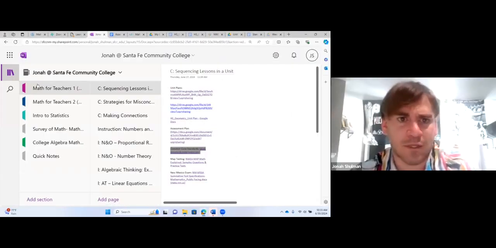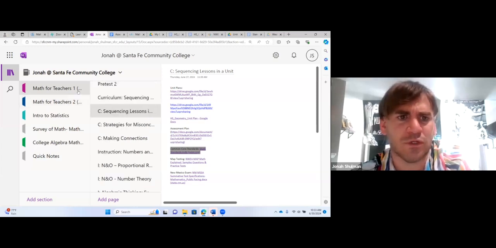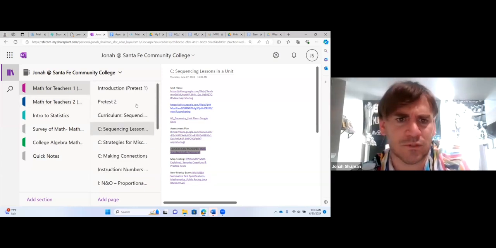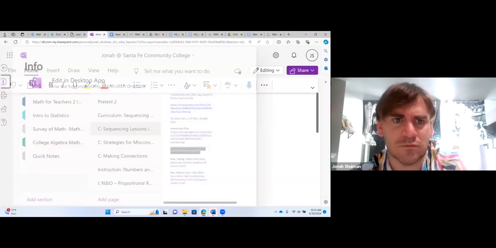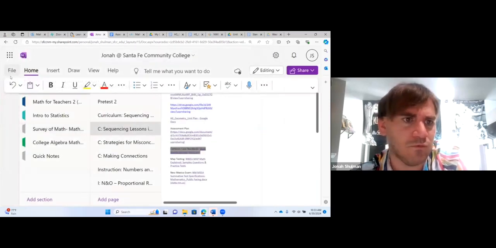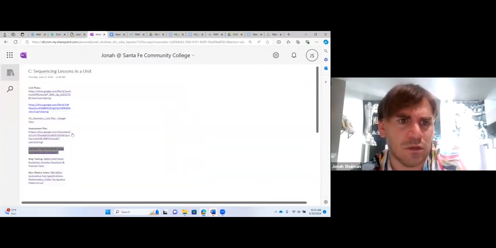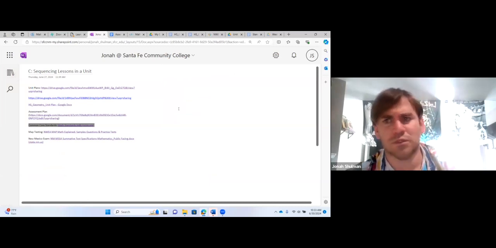and we are in Math for Teachers. And I think I'm going to combine one and two and just put it all in one piece for everybody. So Math for Teachers, introductions, pre-test, we did sequencing of examples in a lesson. Now this is lessons within a unit. Okay, I'm going to move this to the side. And these are some of the examples we're going to look through.